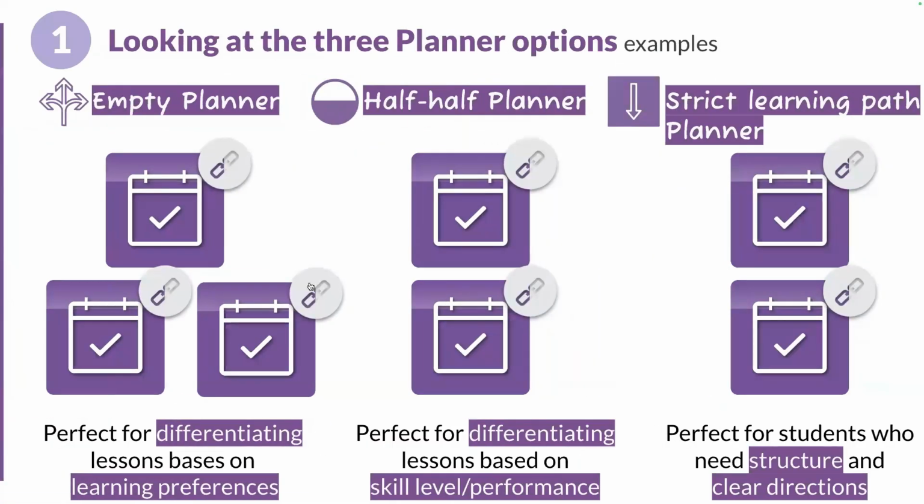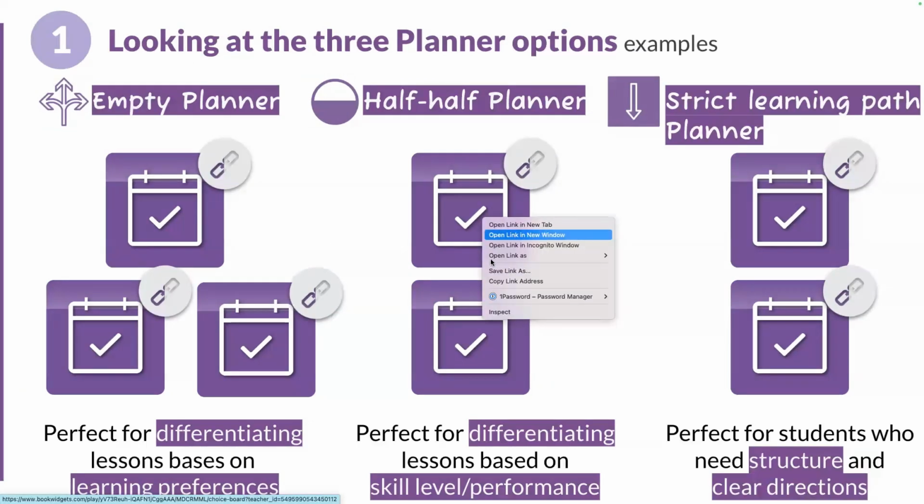Let's go take a look at a half and half planner. So these examples are good for differentiating lessons based on skill or performance. So if you want to kind of control how much choice your students have, but also if you want to make sure that you're providing them with some differentiated instruction, the half and half is the way to go. Let's open link in new window.